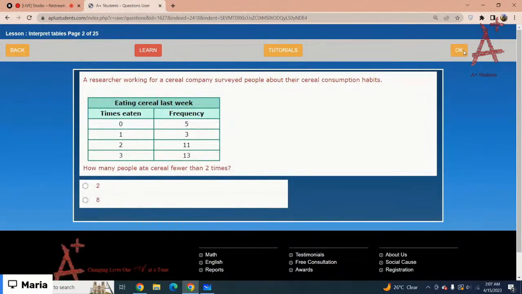Nothing difficult here. A researcher working for a cereal company surveyed people about their cereal consumption habits, eating cereal last week. How many people ate cereal fewer than 2 times? Which numbers are fewer than 2? They are 1 and 0. Just add the frequency of 0 and 1. So it would be 5 plus 3, that would be 8. That means 8 people ate cereal fewer than 2 times. So the correct option is 8.